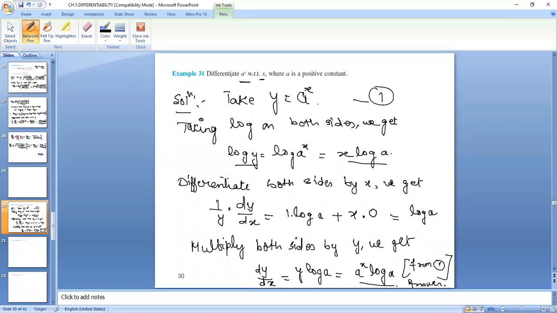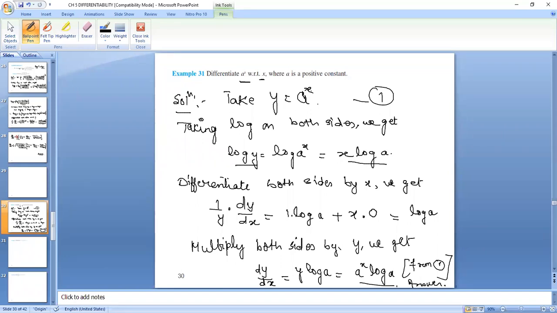So whenever you will be having y is equal to a raised to power x, then dy by dx will be a raised to power x log a. This will be the formula also for you. That dy by dx of a raised to power x is a raised to power x log a. But we have proved it here by taking log on both sides.